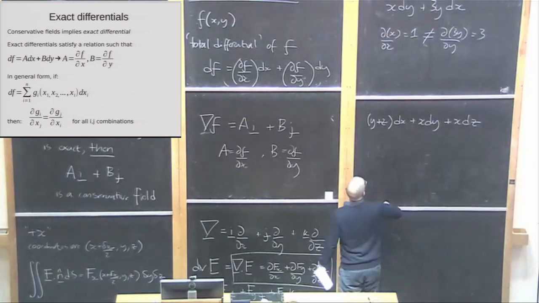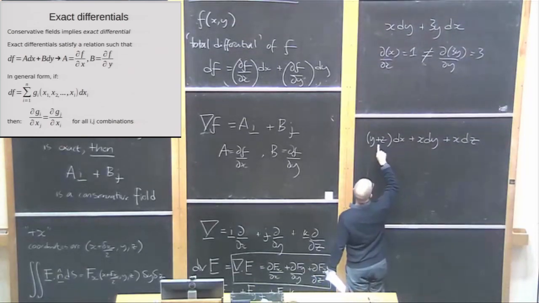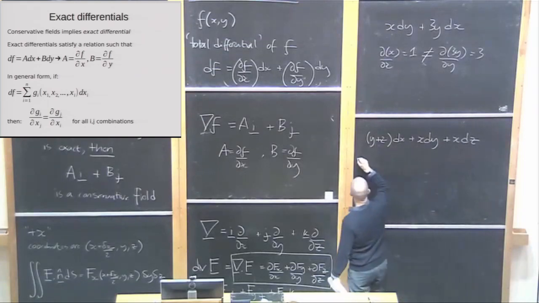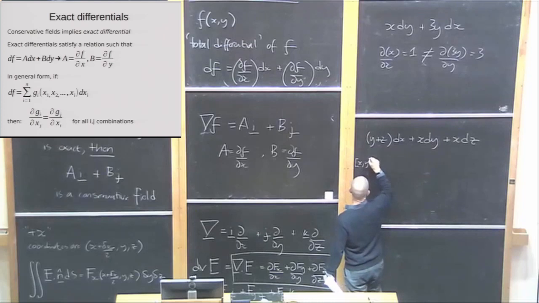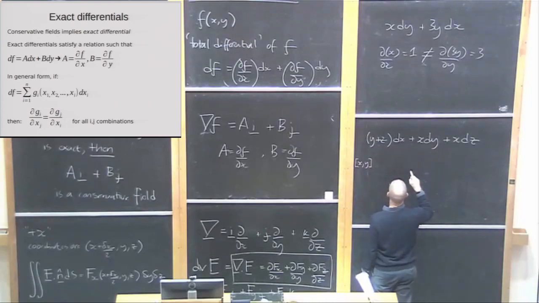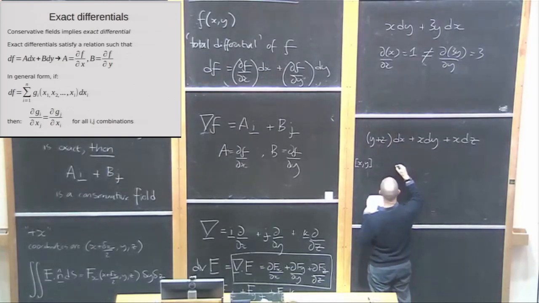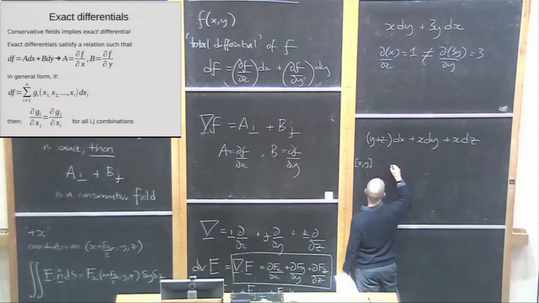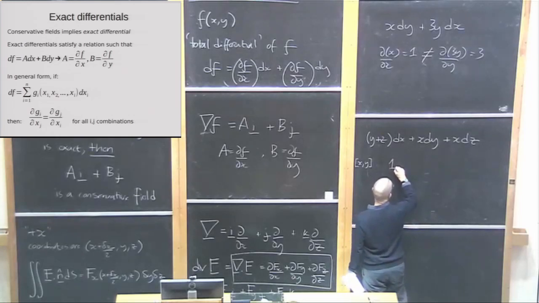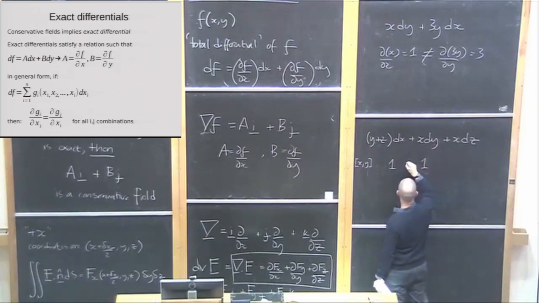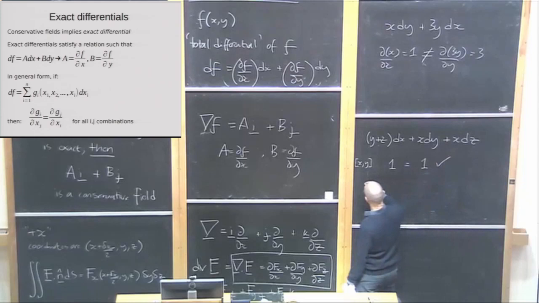So the first thing I want to do then, so this is my fx term, this is my fy term, this is my fz term. Let me first consider the comparison of the x and y terms. I'll take the x term and differentiate it with respect to y. That equals 1. And I'll take that and differentiate it with respect to x, and that equals 1. So we've passed that test.